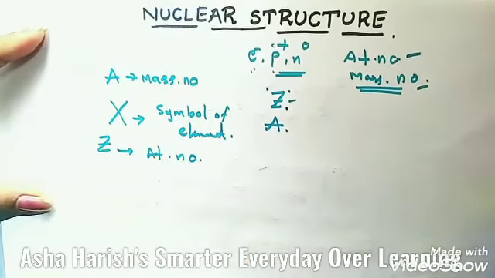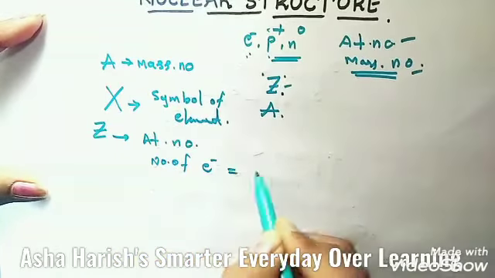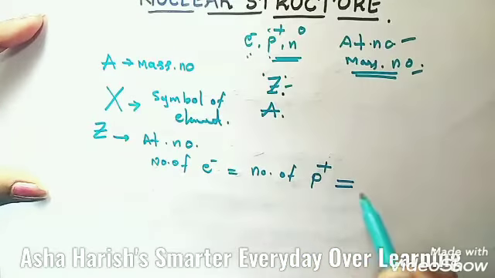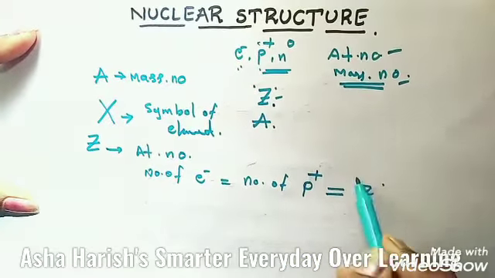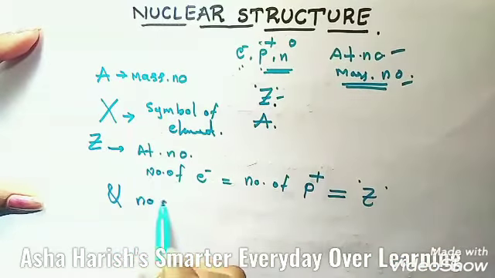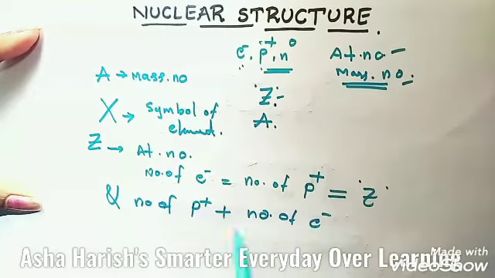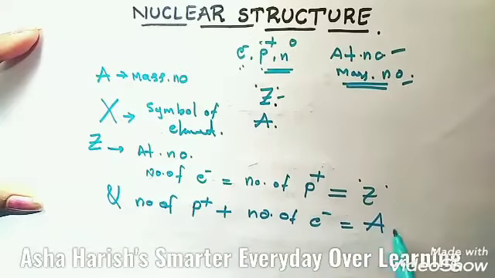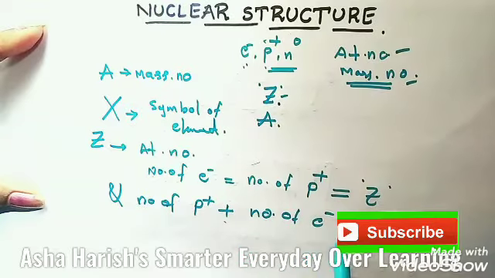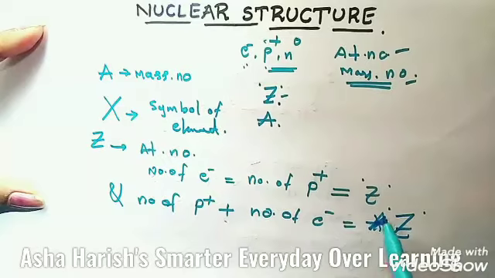Okay, by just seeing this representation, students, Z is the atomic number and A is the mass number. Here, one important point is the number of electrons. The number of electrons is equal to the number of protons, and this must equal Z. Z is the atomic number here. And students, the number of protons plus the number of neutrons is A, the atomic mass, and the protons and the electrons, this is the atomic number Z.